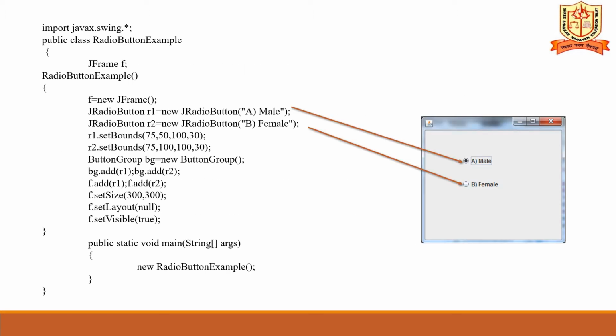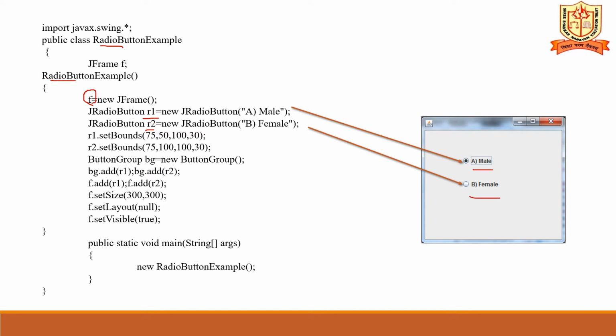Here we will see the JRadioButton program. First you have to create the class, and what is the class name? RadioButtonExample. Then you create the constructor of this JRadioButtonExample. In that constructor we create the object of the frame, that is f is the object of the frame. Once the frame is created, you create the JRadioButton objects. Here r1 is the object of JRadioButton 1 and r2 is another JRadioButton you have created. And what are the names of the radio buttons? One is given as A Male and the other B Female.